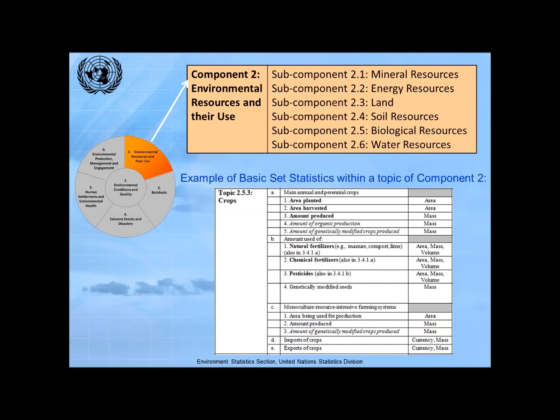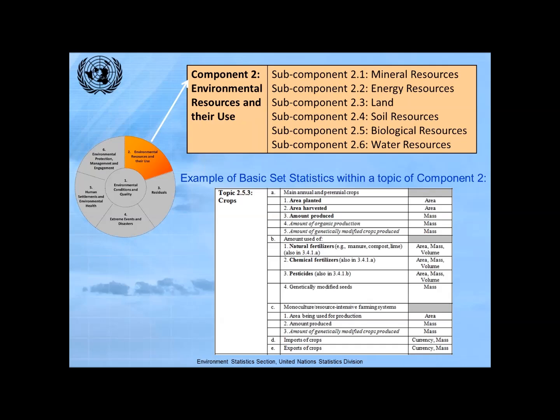And again, you can see the number of statistics that we think are relevant and important to be able to inform about the topic on crops. And again, here I think you can clearly see the bolding and the italics and the regular text to show you the different types of statistics that are needed and their importance according to the different tiers.